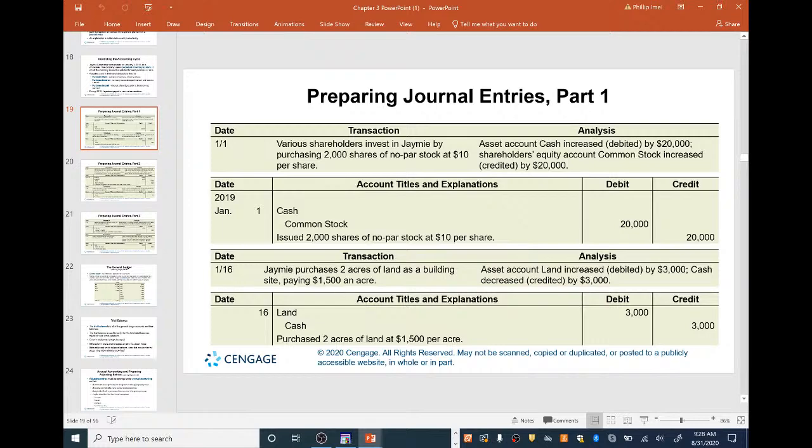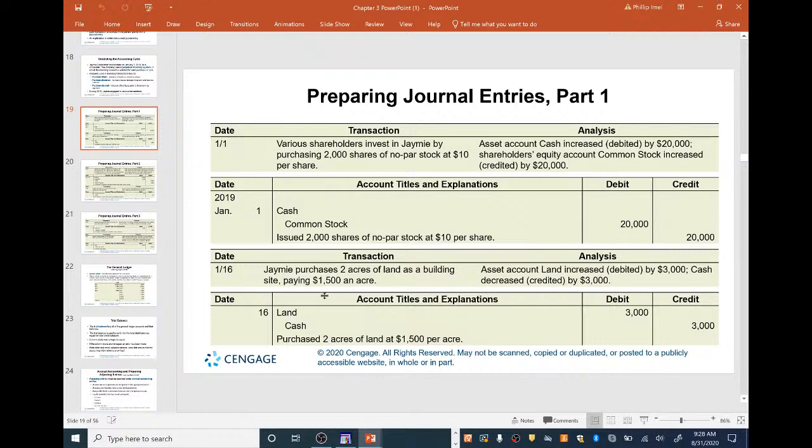Next, January 16th, Jamie purchases 2 acres of land as a building site, paying $1,500 an acre. Okay, so what's the entry here? Once again, remember we purchased 2 acres of land for $1,500 per acre. So $1,500 times 2 is $3,000. We're receiving an asset of land, right? Jamie purchased 2 acres of land, so we're receiving land for the full amount.